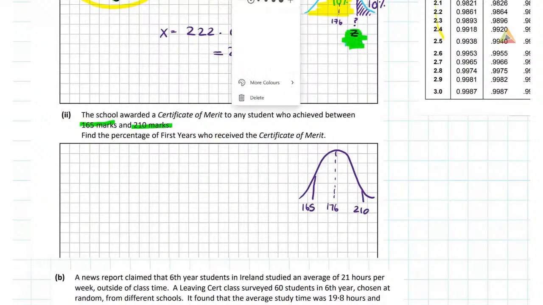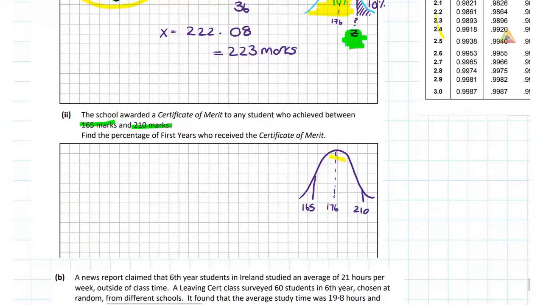And what we're trying to find is the percentage of the students in the shaded part. So in order for us to use our log tables, we need to figure out, these are our X values if you like, we need to change those to Z values, and we're going to do that using our standardizing formula from page 34. So I'm going to start with 165, and I'm going to figure out the Z value for that. So it's 165 minus my mu from the previous part was 176 and my sigma from the previous part was 36.